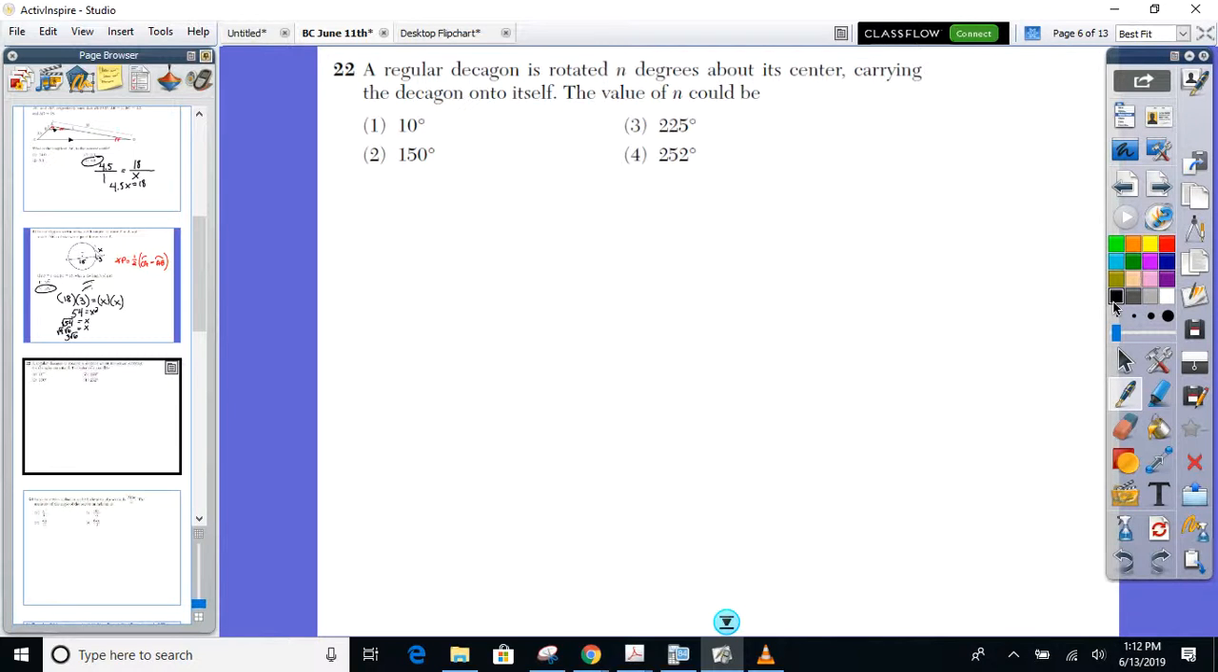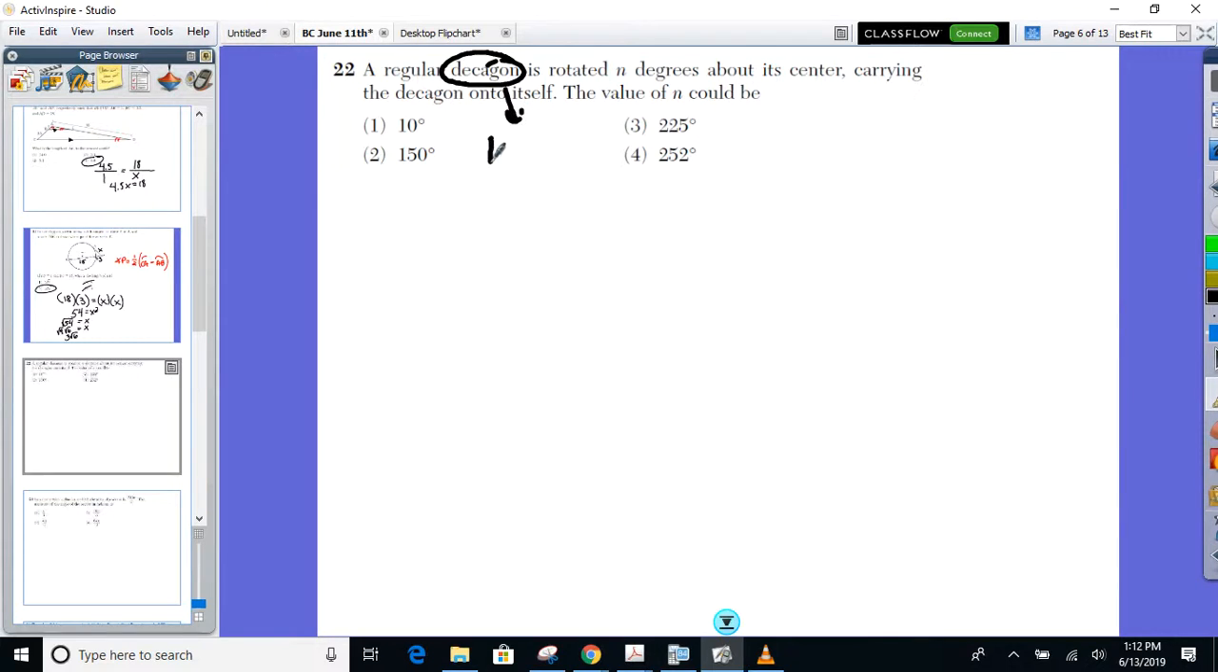Okay, regular decagon. Anybody want to fill me in? 10 sides. I guess in this case, okay. That's one reason why I'm not a big fan of this: you've got to remember decagon. Out of these 4 choices, which one would carry it onto itself? Meaning, same decagon, same position.